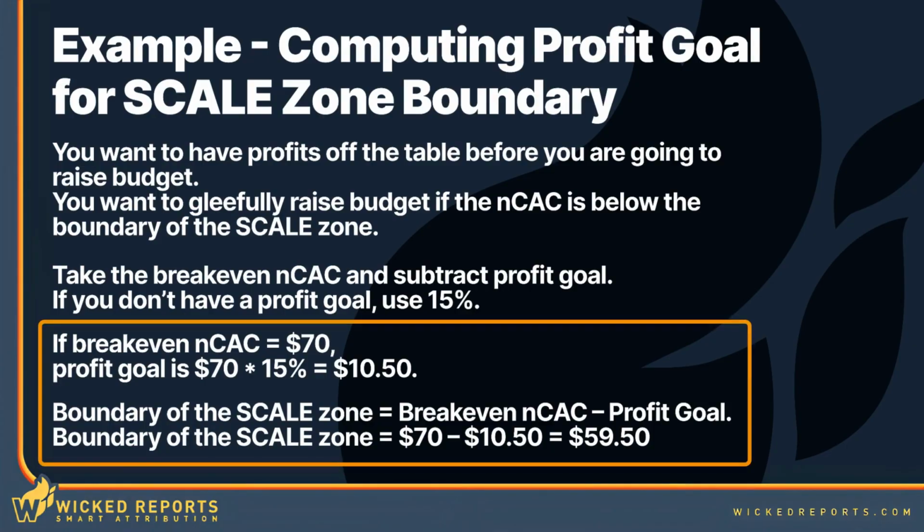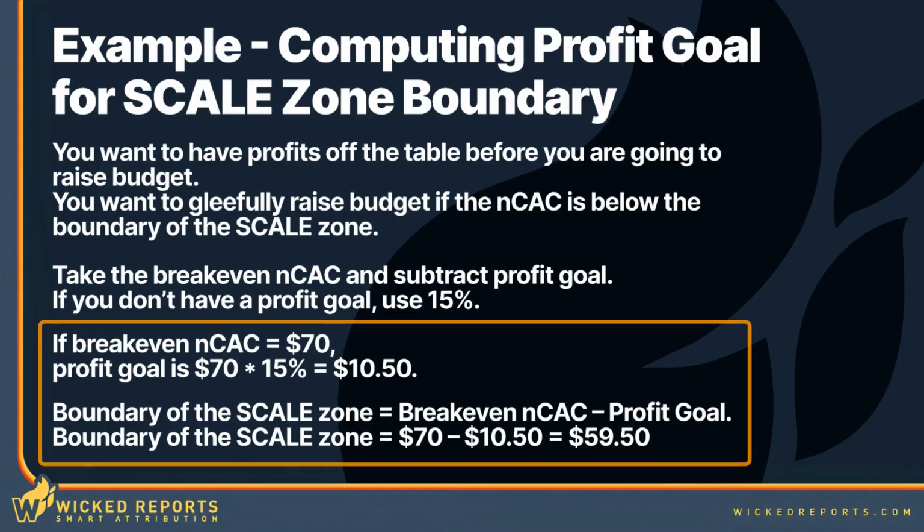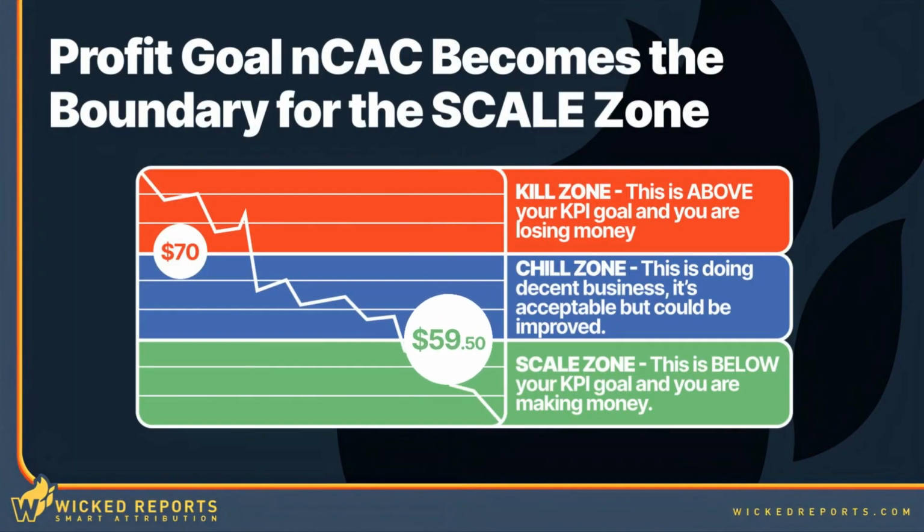The math here is to take the break-even NCAC, deduct some profit, and then be left with the NCAC boundary that if this cost to acquire a customer drops below this value, it's time to scale ad spend. If you don't have any idea what that number is, use 15% as I did in this simple math example, which gives me a lower zone boundary value of $59.50. We use this value of $59.50 as the boundary before the NCAC KPI enters the scale zone. So if you followed along, you've got a chill zone for NCAC.